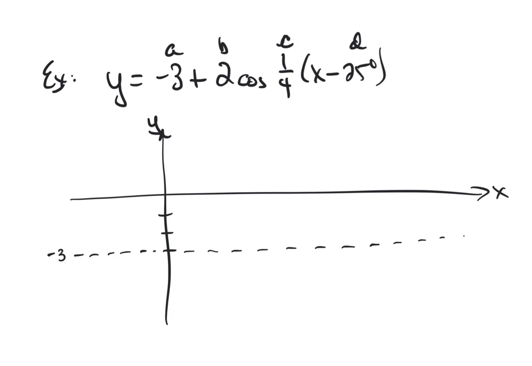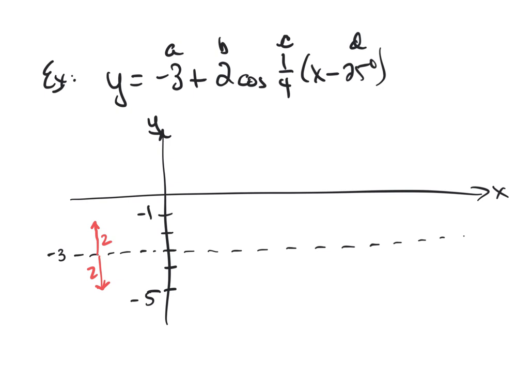Next, our amplitude is 2, so I have to go up 2 to get to high points for hills or highs, and I have to go down 2 to get to the low points or the valleys. So up to -1, down to -5. The idea, if you're kind of missing it, is that this height to a hill or this depth to a valley has to be 2, the amplitude.